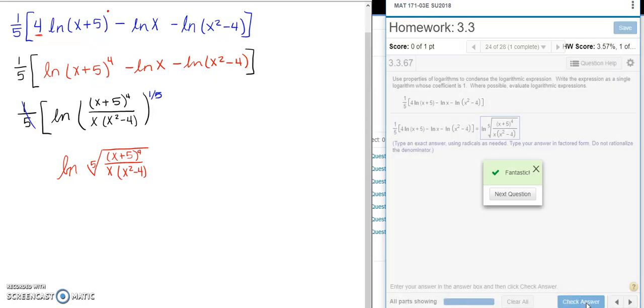Okay, hope that helps. Those were 2 of the harder examples from this section. Most of them are much easier and have fewer steps. If you have any questions, let me know.